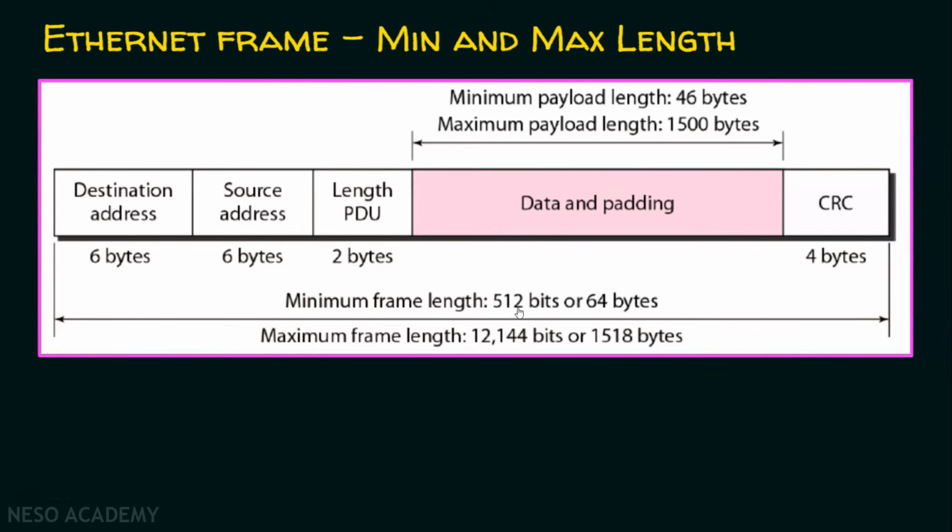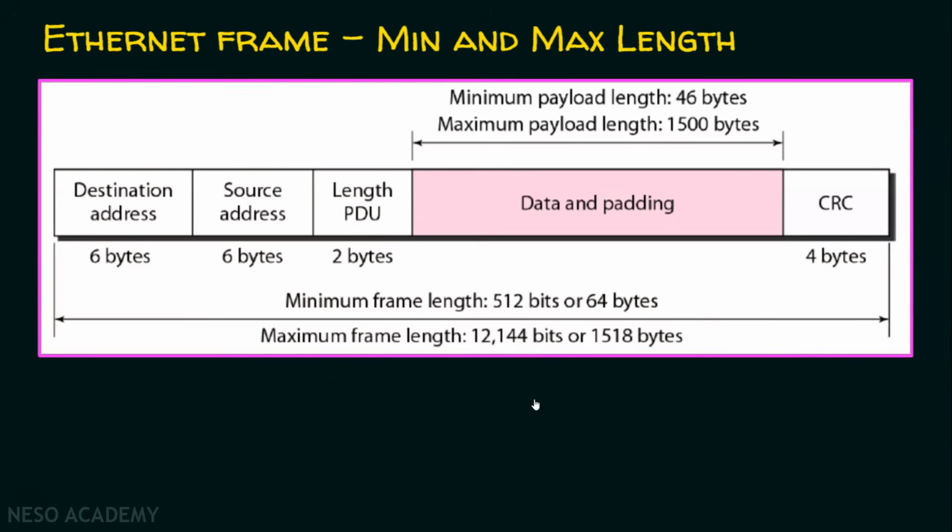And what about the maximum frame length? The maximum payload, if we take it as 1500 in the IP packet, this 1500 plus 6 plus 6 plus 2 plus 4. So 6 plus 6 plus 2 plus 4 is 18 bytes. So 1500 plus 18 bytes, it will be 1518 bytes. In bits, it will be 12,144.